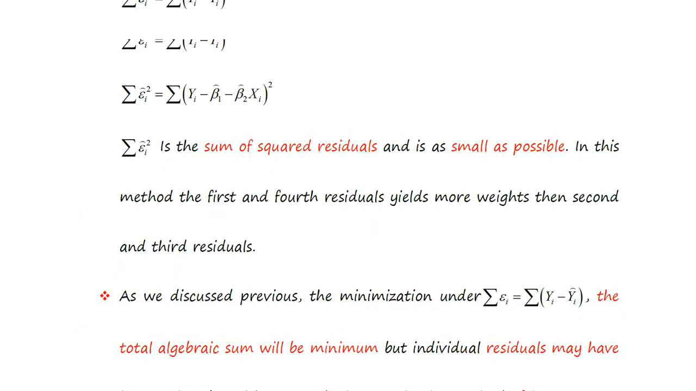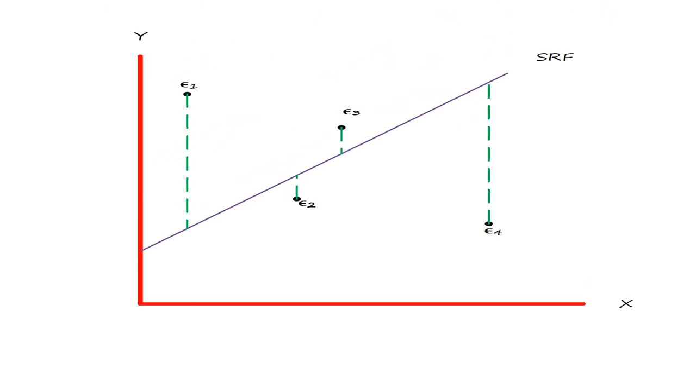The estimators obtained from the method of least squares have very desirable statistical properties. The sum of squares of residuals is a function of the estimators beta 1 cap and beta 2 cap.